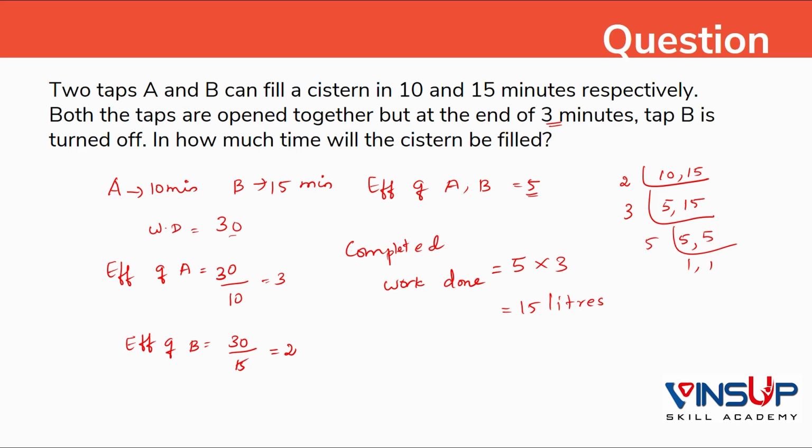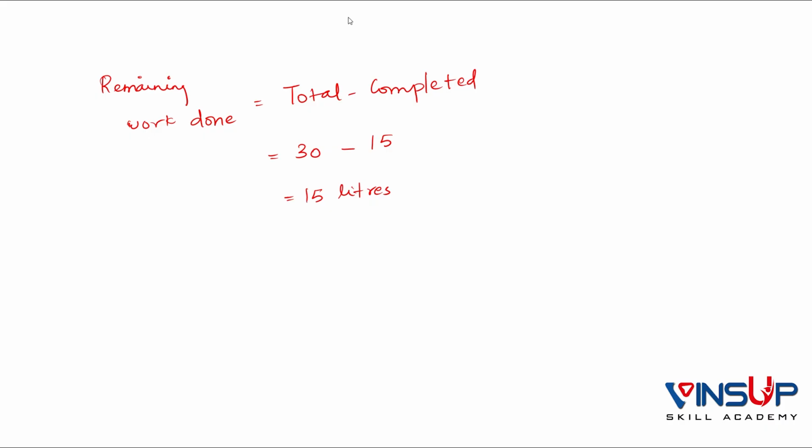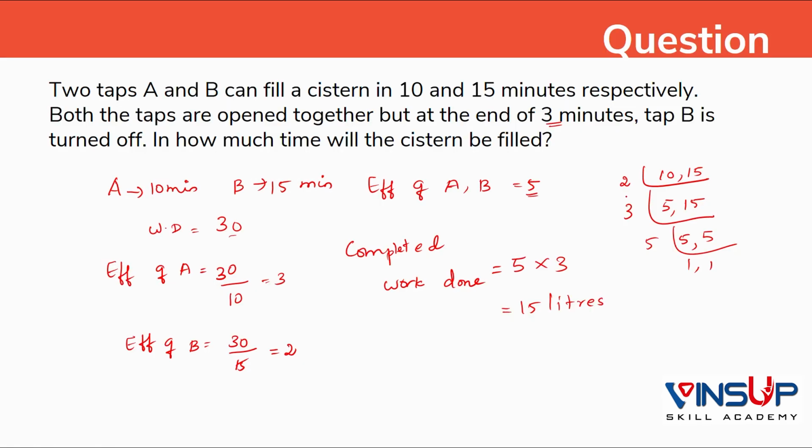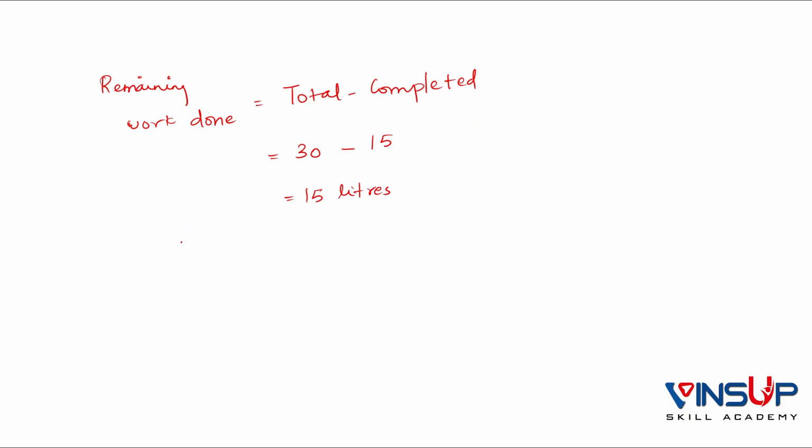Only A. Why? Because the remaining work done, 15 liters, has to be done only by A, because tab B is turned off after the third minute. So now we have to find the time taken. Time taken formula, work done by efficiency. Here the remaining work done is 15 liters, so 15. It should be done only by tab A because tab B turned off after the third minute. So efficiency of A is 3. So 15 by 3. By cancelling, we get 5 minutes.